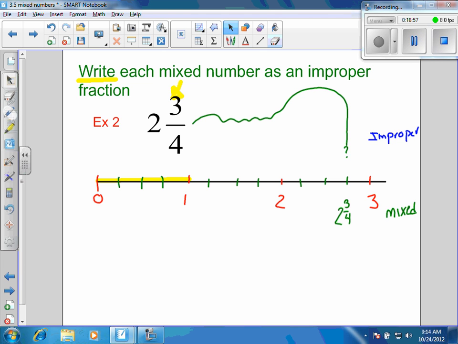So work it out. What do you think? Pause. Raise your hand if you have it. Okay, good. So who haven't I heard from today? I haven't heard from Jackson. So Jackson, can you tell me what the improper is?